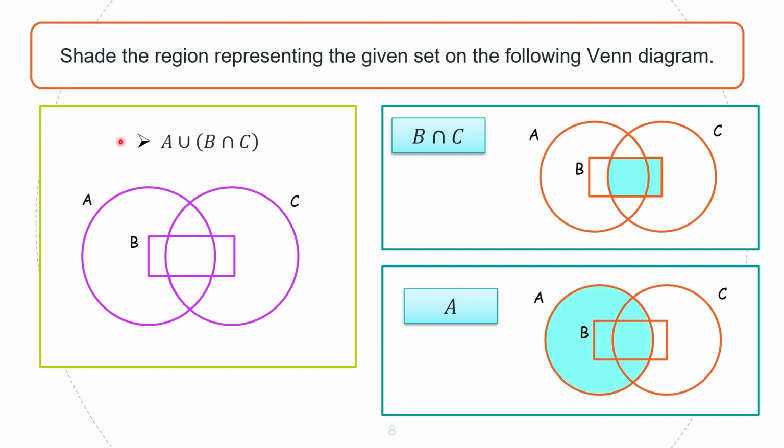And now the question asks us to find the set A union with the bracket set P intersect set C. So we combine both of these shaded regions to form the final answer. So this is the final answer.